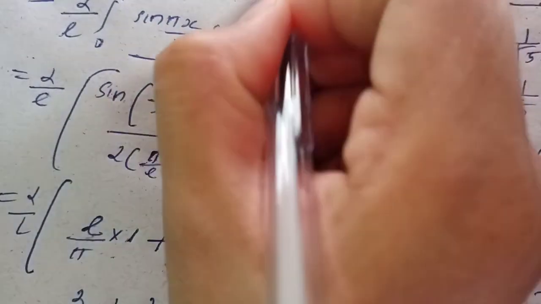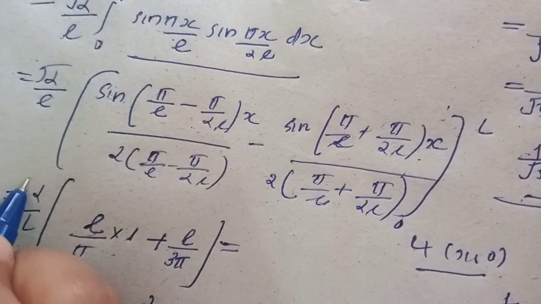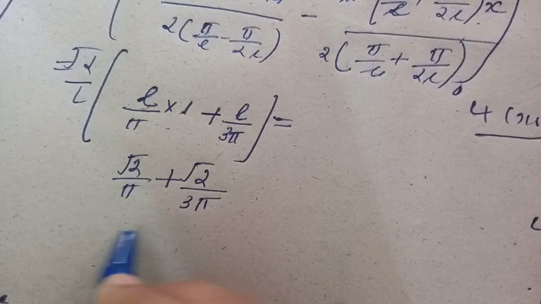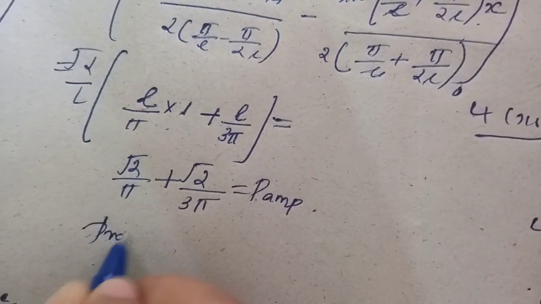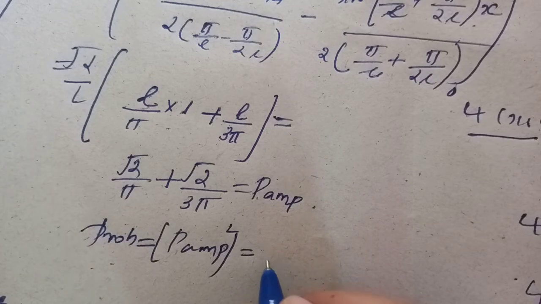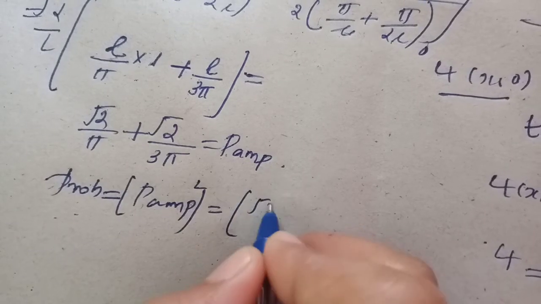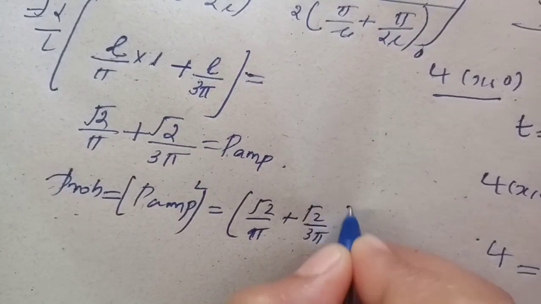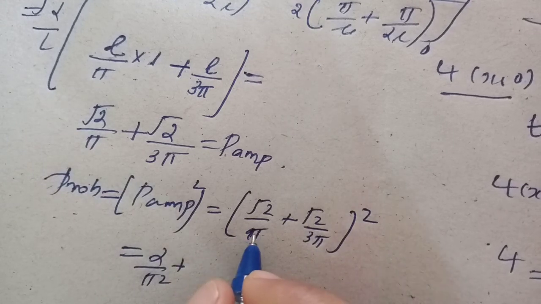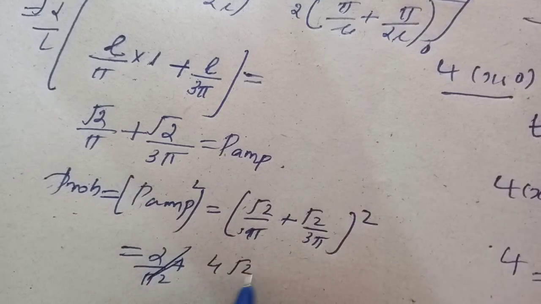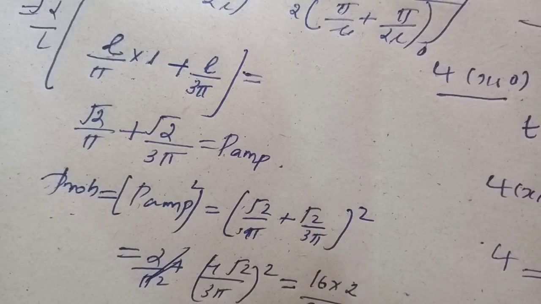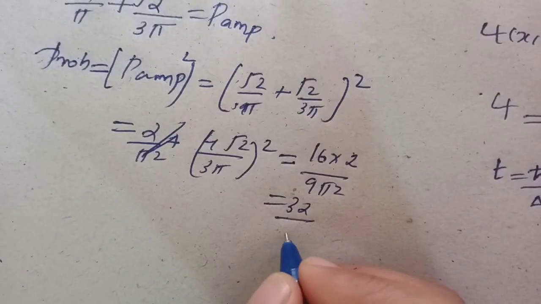Here it is 1 by L, no? So under root 2 by L is common to them. So under root 2, under root 2. Here it is under root 2 by pi plus under root 2 by 3 pi. This is the probability amplitude. So you have to find the probability from the amplitude square, that is the whole square. Here (under root 2 by pi plus under root 2 by 3 pi) whole square, that is 2 by pi square plus, here we can take 4 root 2 divided by 3 pi whole square, that is 16 into 2 divided by 9 pi square, that is 32 divided by 9 pi square.